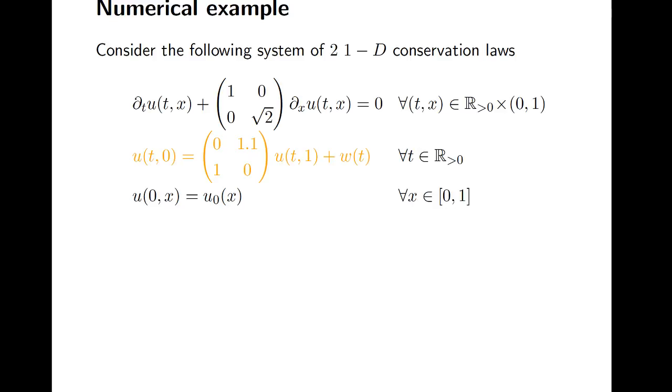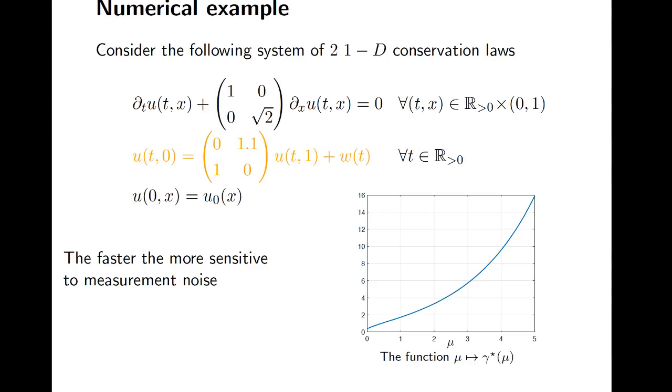So pick this system of two conservation laws, 1D, okay? This is the lambda matrix, diagonal and positive definite. This is the H matrix, as I said before. B is the identity, so it's invertible, and satisfies the assumption. And this is the initial condition. So we run our program. We can sweep on mu, right? And then we can minimize gamma to see what happens. And this is what we're expecting.